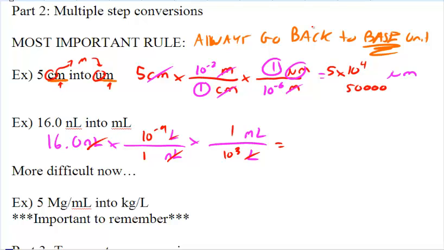And we'll talk about scientific notation in class. And this one will be 16.0 times 10 to the -12, which will be 1.6 times 10 to the -11 milliliters.